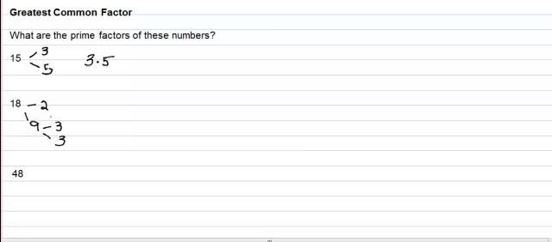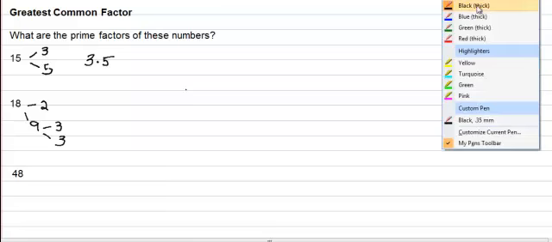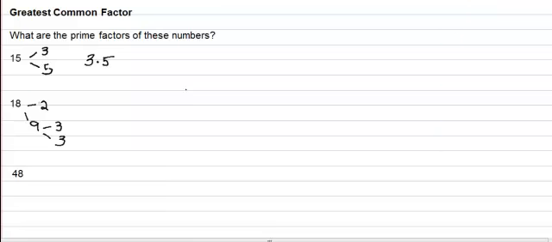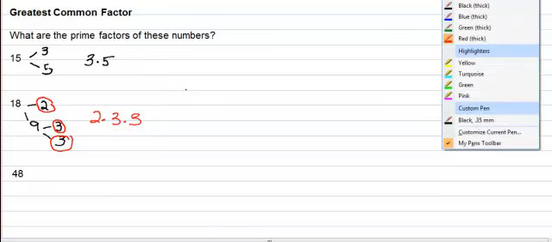So the idea is that we keep going until we get to a place where we have all prime factors. So our prime factorization here is going to be all these terminal ends, so 2 times 3 times 3. So the prime factorization, again, is 2 times 3 times 3. And you'll notice that all of these are prime. It's not a prime factorization until all your factors are prime.